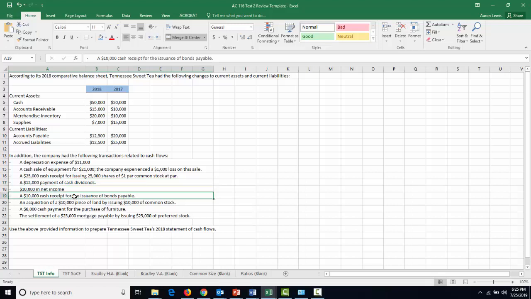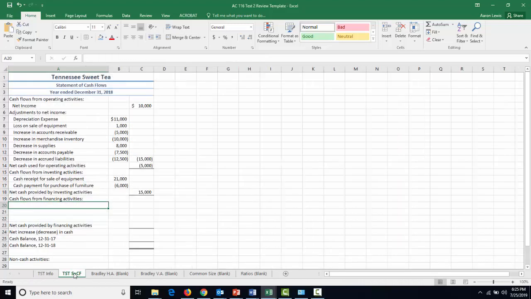And we have a cash receipt from the issuance of bonds payable. Again, that has to be part of the equation as well. What we're not going to put in there, even though it says stock, are the acquisition of land for common stock and the payment of a mortgage for preferred stock, because those are non-cash transactions. No cash changes hands. We're only going to put in the transactions where cash actually either came into our business or came out of Tennessee Sweet Tea's business.